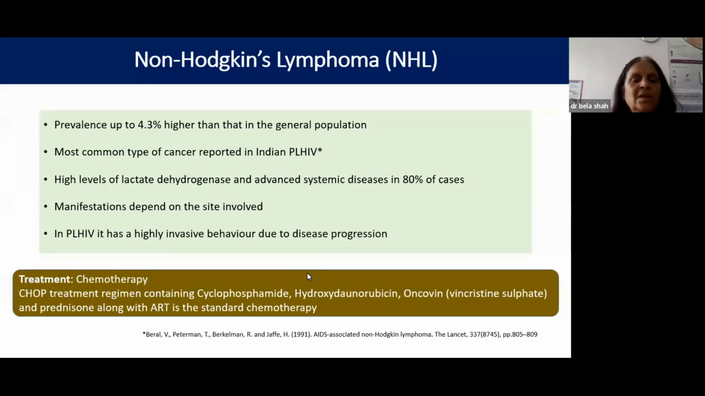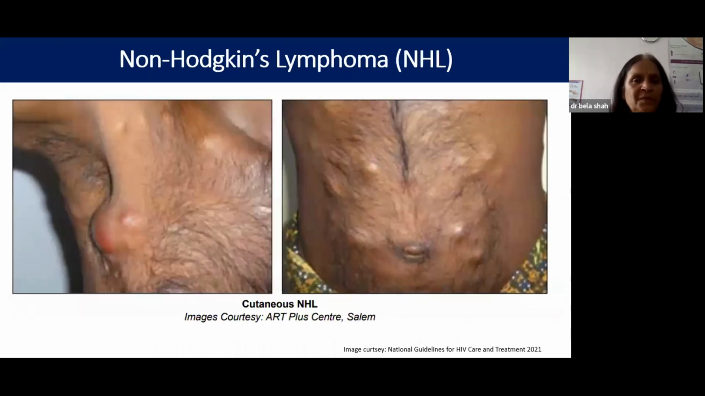Chemotherapy, CHOP, that is cyclophosphamide, hydroxydaunorubicin, vincristine, and prednisolone, with ART. We can see a patient who has developed multiple swellings in the axillae, in the abdomen. This is the classic case of non-Hodgkin's lymphoma. Of course, we'll have to subject these patients for the appropriate referrals, get the confirmation, and then these patients can be initiated on the CHOP regime.